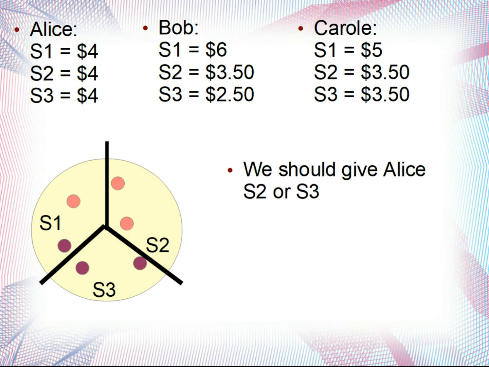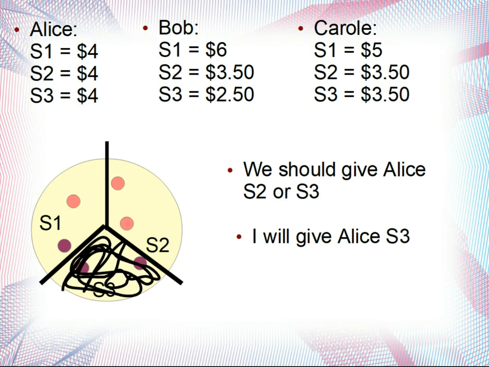So we will give Alice a piece that Bob and Carol don't want. This could be either slice 1 or slice 2. So because Bob values slice 3 the least, I'm going to give that to Alice. So Alice takes her piece of cake and she leaves. So that's gone. So I'm going to indicate that it's gone by scribbling it out.